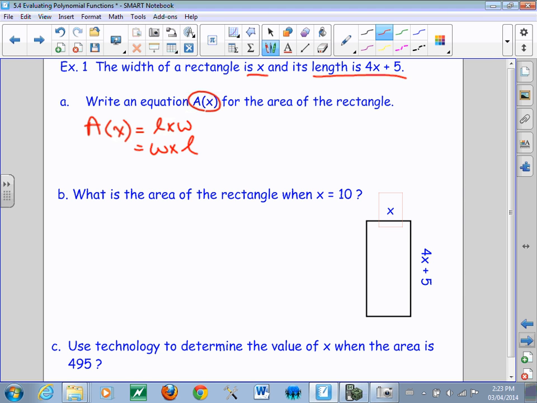Now I sub in what I know. My width in this case is x, and I times it by the length, which is 4x plus 5. Now the reason I did this, ladies and gentlemen, is because I like to do my distributive law with the x out front. So what does that equal? 4x squared plus 5x.